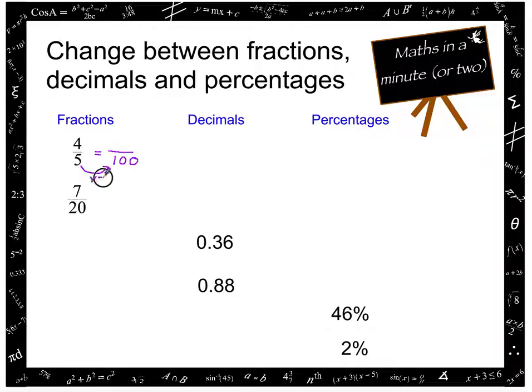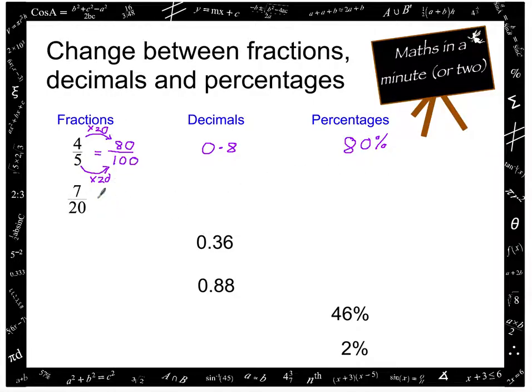That would be 20. So I do the same to the numerator. I times that by 20 as well. 4 times 20 is 80. And so now we have a fraction, a bigger fraction. So 80 divided by 100 is basically 0.8. And 80 divided by 100 also is the exact same as 80%. So you can see that once it's out of 100, you can see the other two really easily.